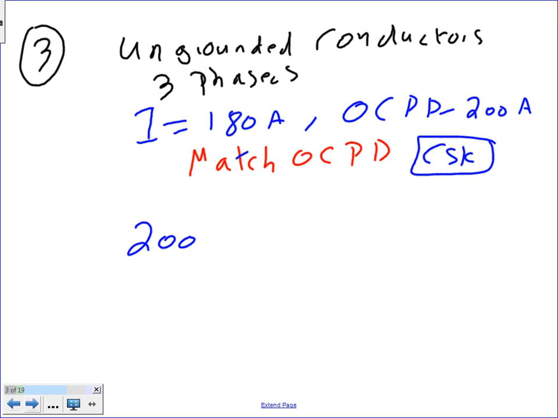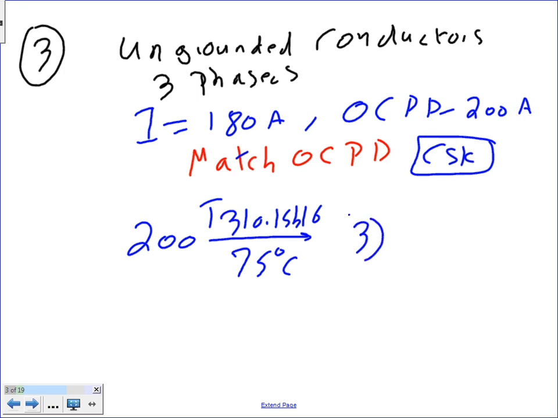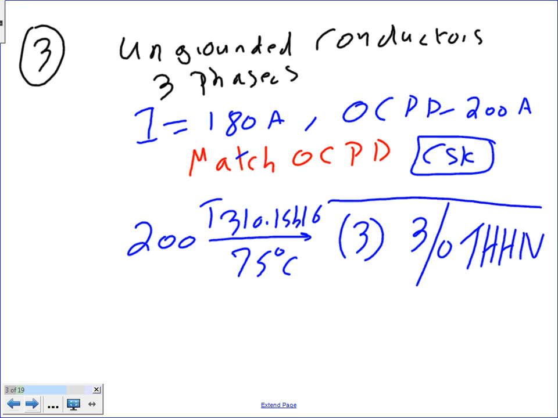Okay, now you take your 200 amp, and first, where do we go? We go to 310.15(B)(16), under the 75 degree Celsius column. And I need how many conductors? I need 3 conductors, because I have 3 phase. Each one of these conductors has to be 3/0. What type of insulation? I'm using THHN unless I know otherwise, assuming it's a dry location. I could use THHW too.